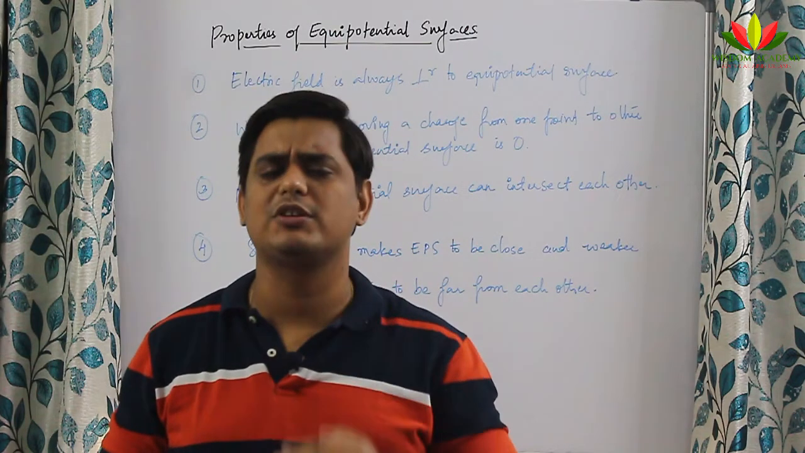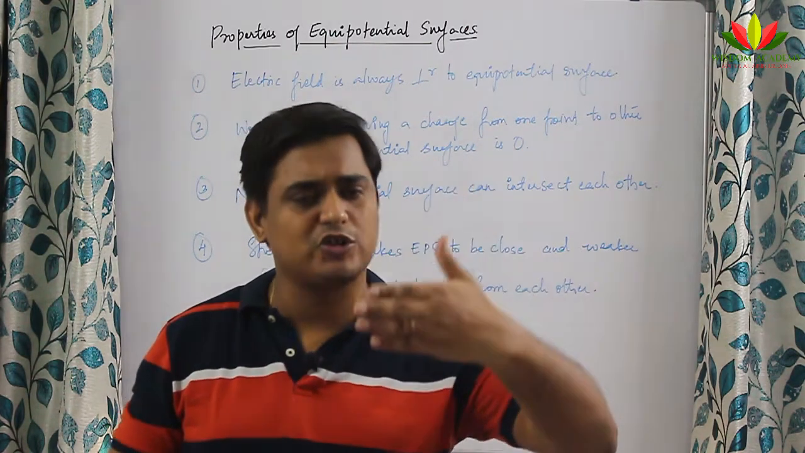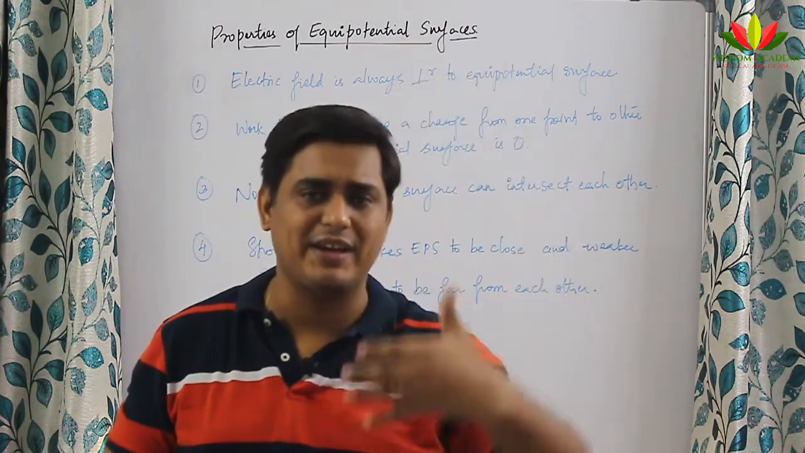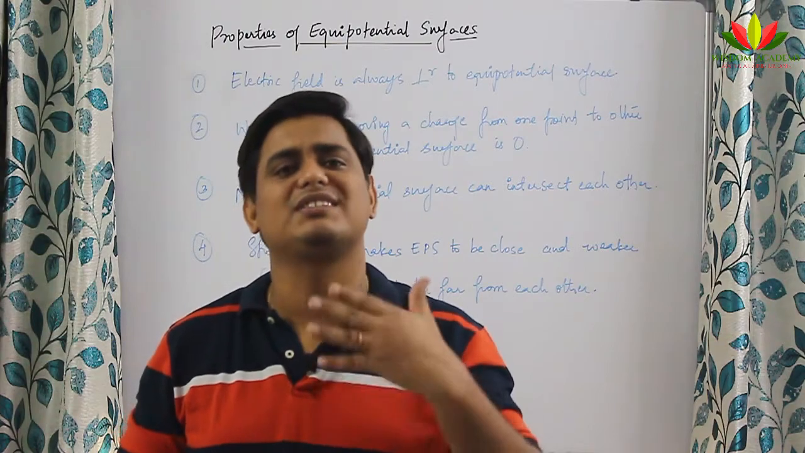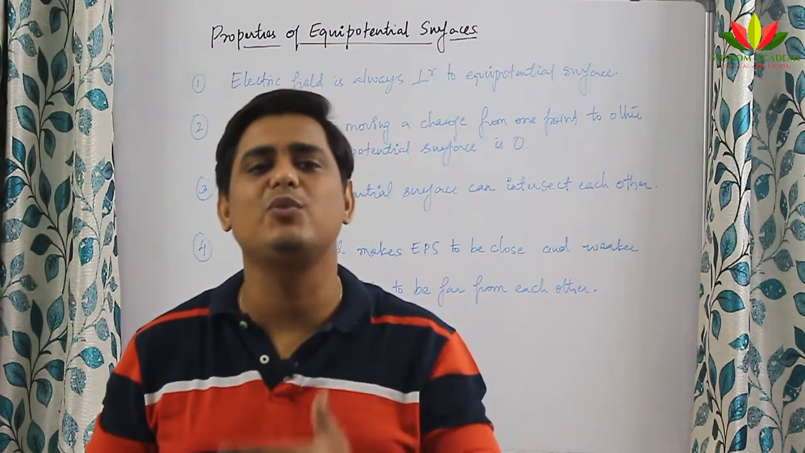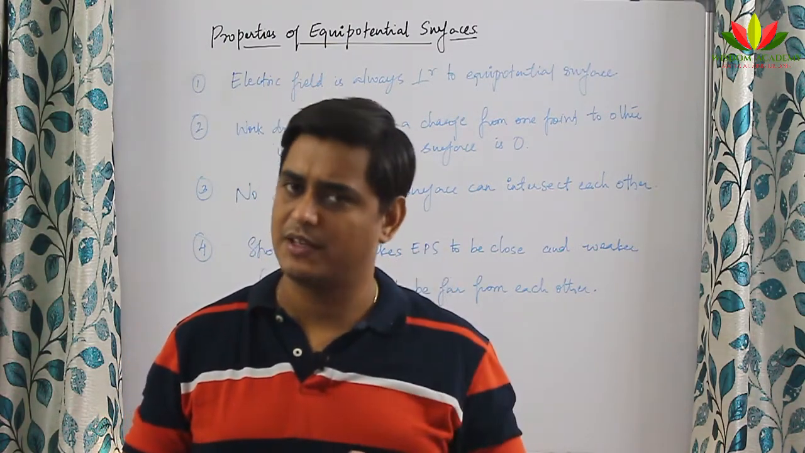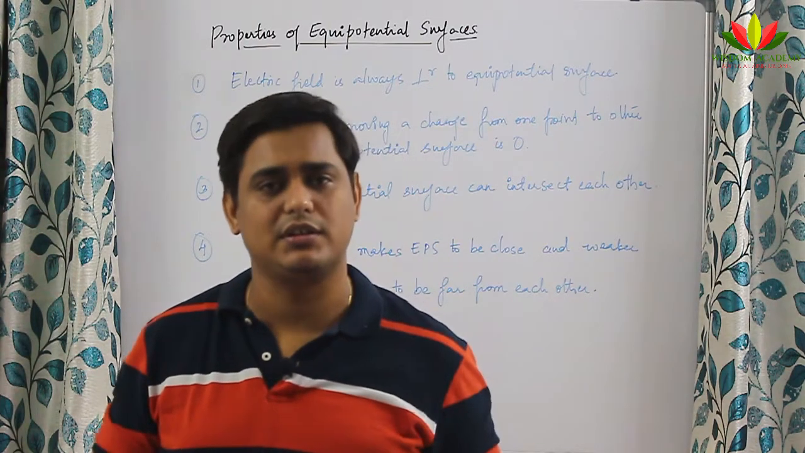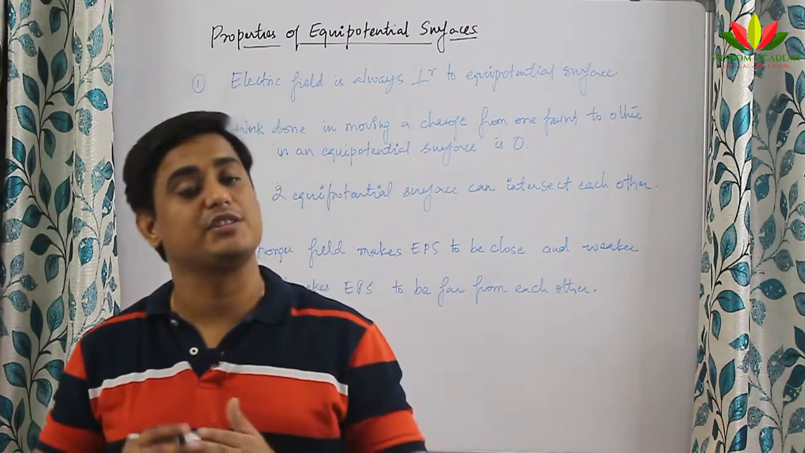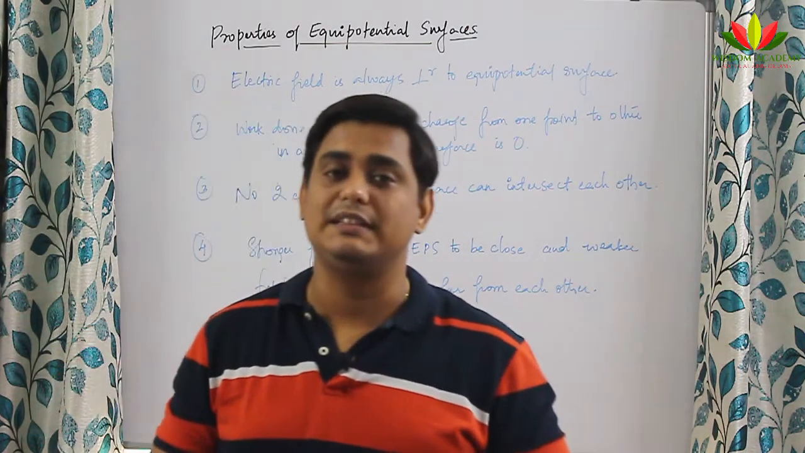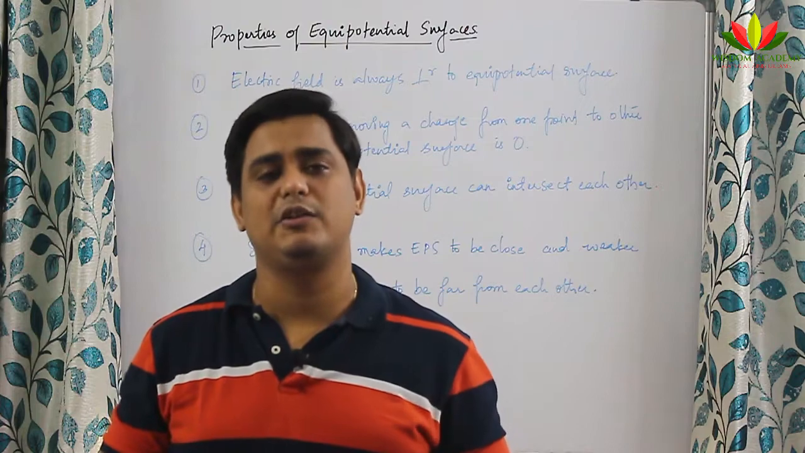So how do we draw an equipotential surface? All the points of the same potential, if we join by a line or by a surface, then that particular surface is known as an equipotential surface, right? So it is a very important question which can be asked in school examinations. Define equipotential surface, right? Now we will see what are the properties of equipotential surface.